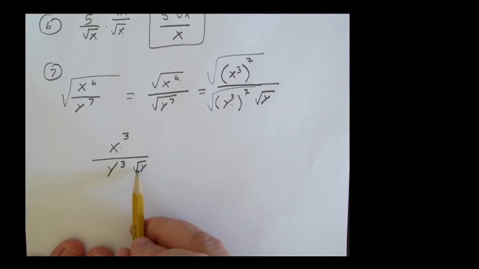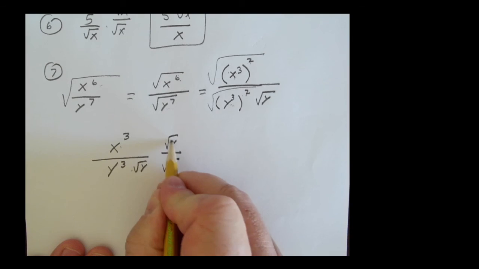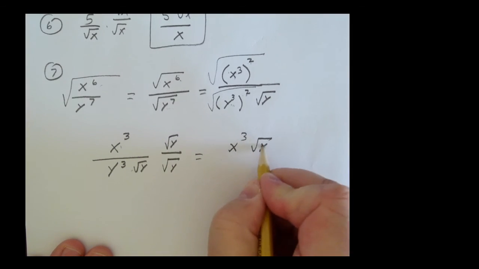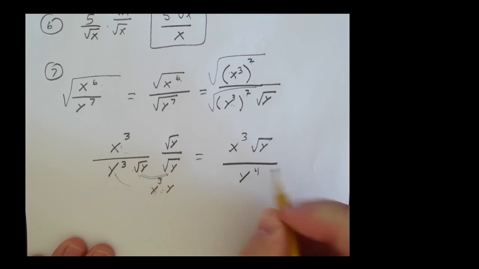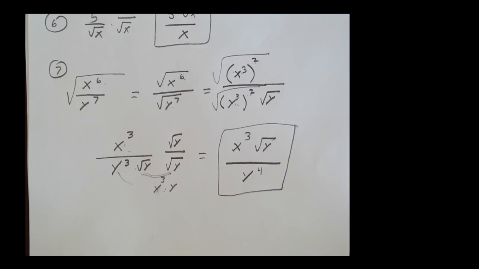Okay, so now we've got to get rid of the square root of y. X to the 3rd times the square root of y. That's going to be in the numerator. What's the square root of y times the square root of y? It's y. So we have this. Whoops. Y to the 3rd times y. And there's our answer to that one.